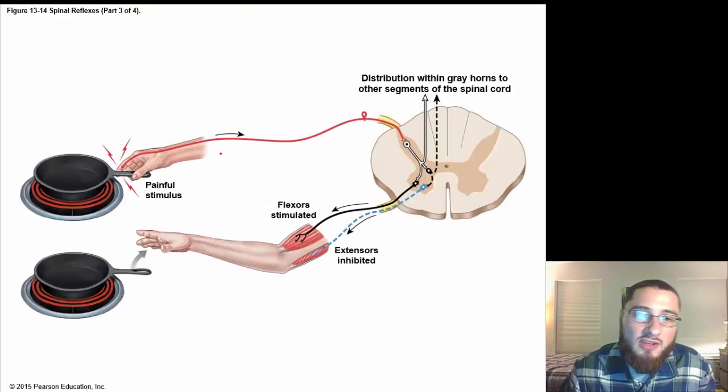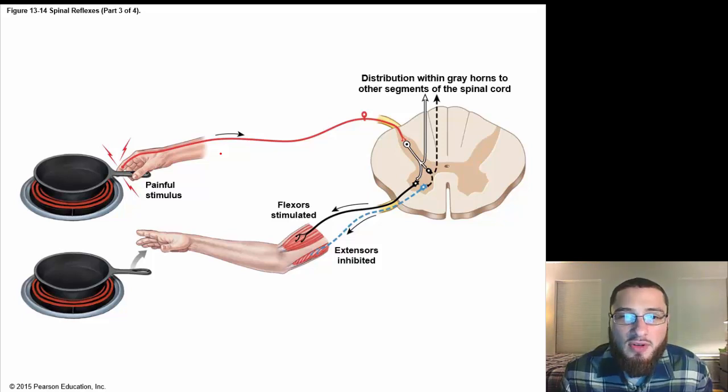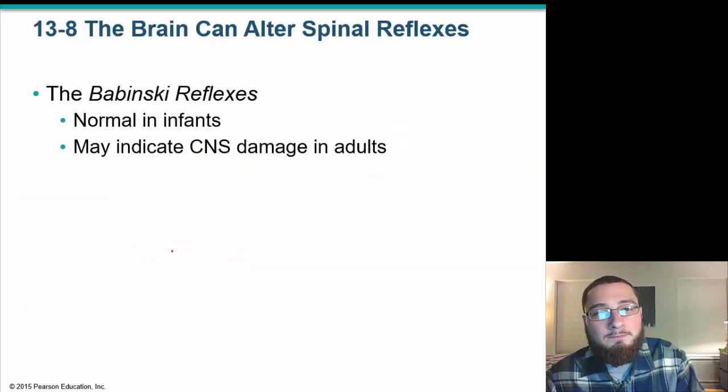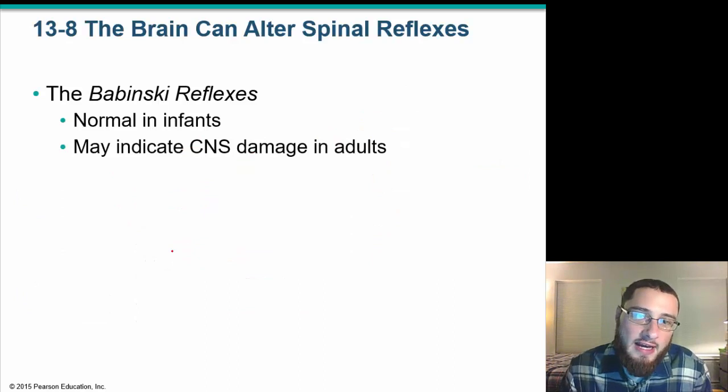You have a withdrawal reflex as well that they like to test, which is different depending on what exactly is happening. So a painful stimulus is going to happen. You're going to touch a hot pan. It's going to send that information back, and then it is going to tell the muscle to react to pull your hand away from that hot stove or that hot pan.